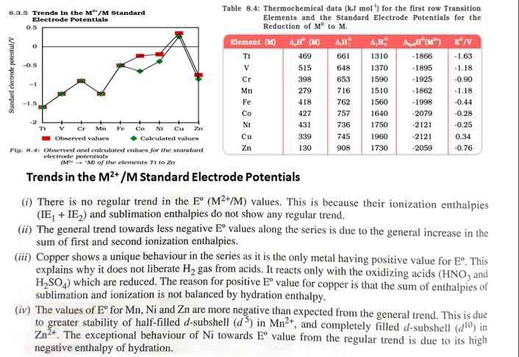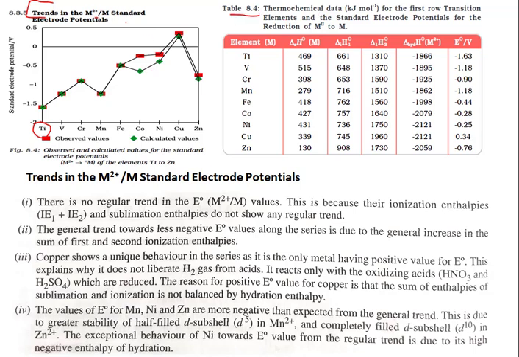In the given tables or graph, the trends in M2+ to M standard electrode potentials are given for the first transition series. Scandium is not given because scandium shows only one oxidation state, that is the +3 oxidation state, which is the more stable oxidation state. So that's why scandium is missing. The observed and calculated values for the standard reduction potential are almost the same.